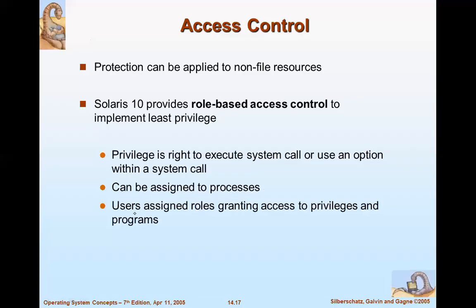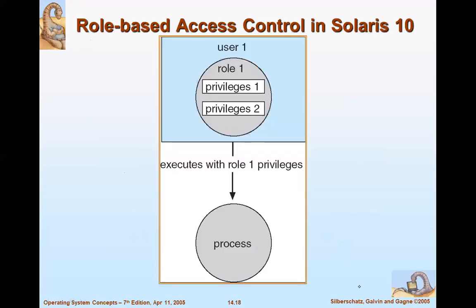Okay, users are assigned roles granting access to privileges and to programs. So you can have access to many other things based on your role. Look at this role-based access in Sun Solaris 10 operating system: user 1, and what is his role? If he is in role 1, for example the chancellor, then he will have these privileges, privilege 1 and privilege 2. And similarly, you can execute processes with role 1 privileges.